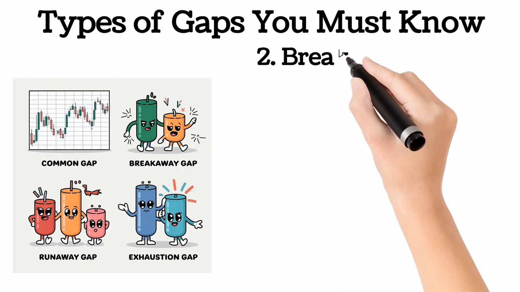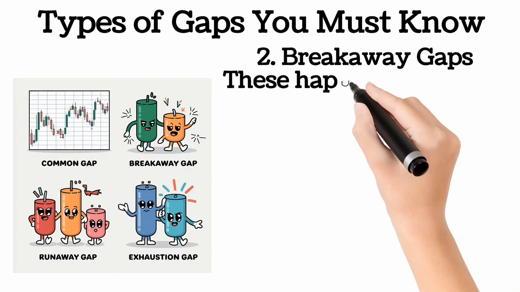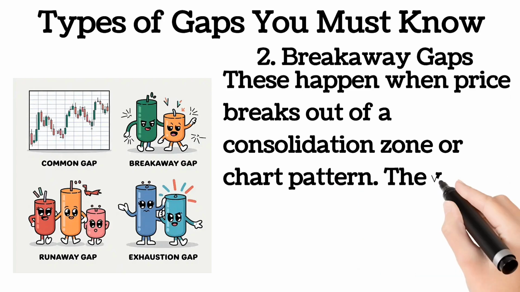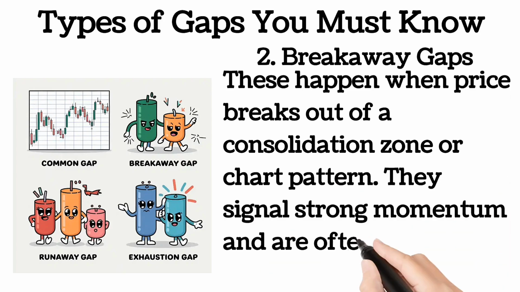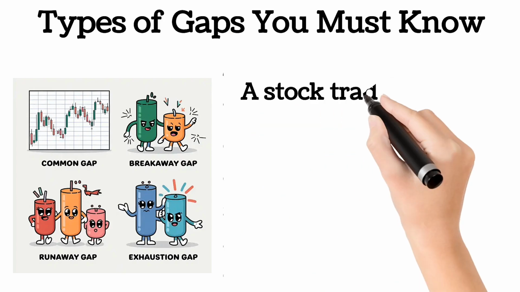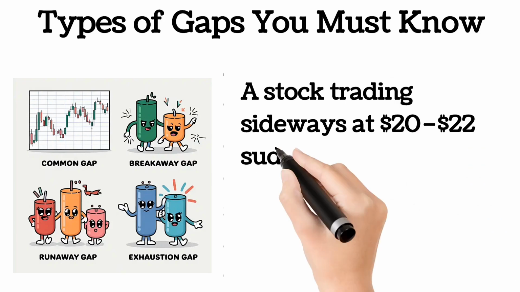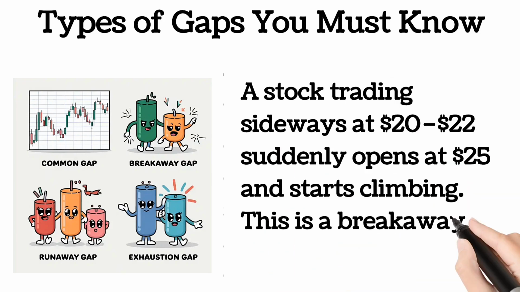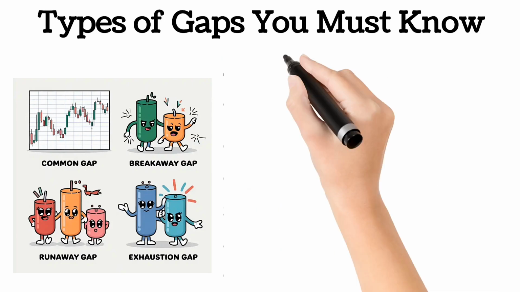2. Breakaway gaps. These happen when price breaks out of a consolidation zone or chart pattern. They signal strong momentum and are often the start of a new trend. Example, a stock trading sideways at $20 to $22 suddenly opens at $25 and starts climbing. This is a breakaway gap.